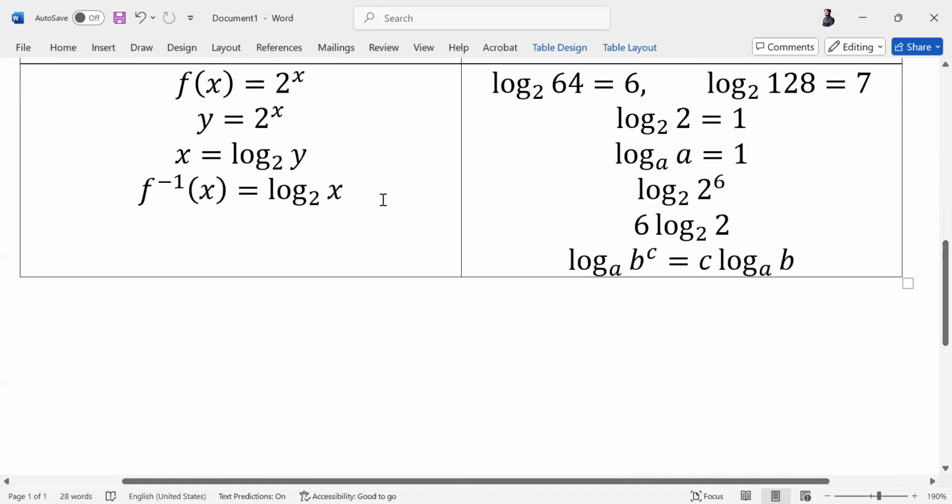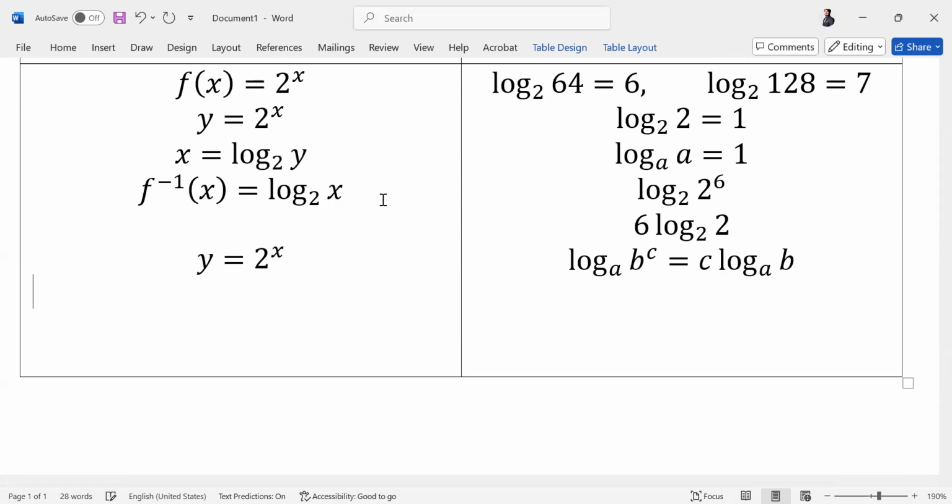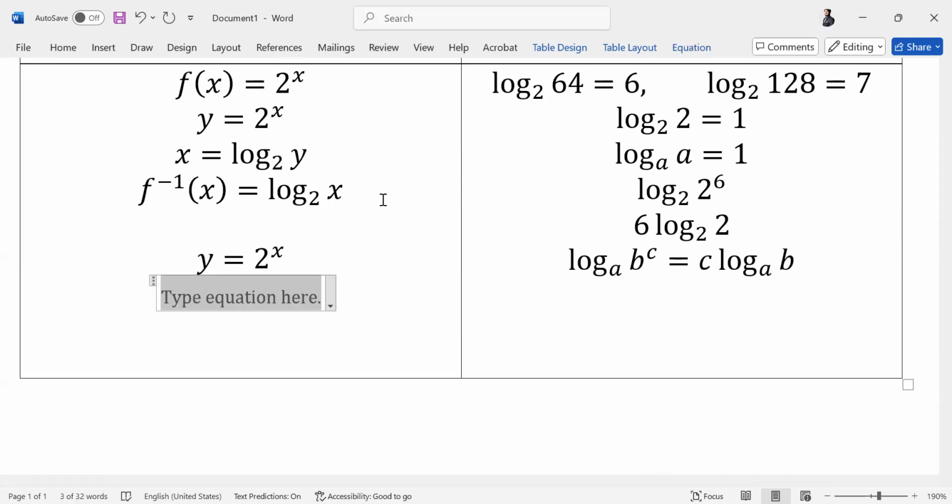Now the same thing, if I wanted to make an inverse and I have y equals 2 to the power x, can I apply log on both sides? Yes. What base should I choose? 2. That is the smart choice.